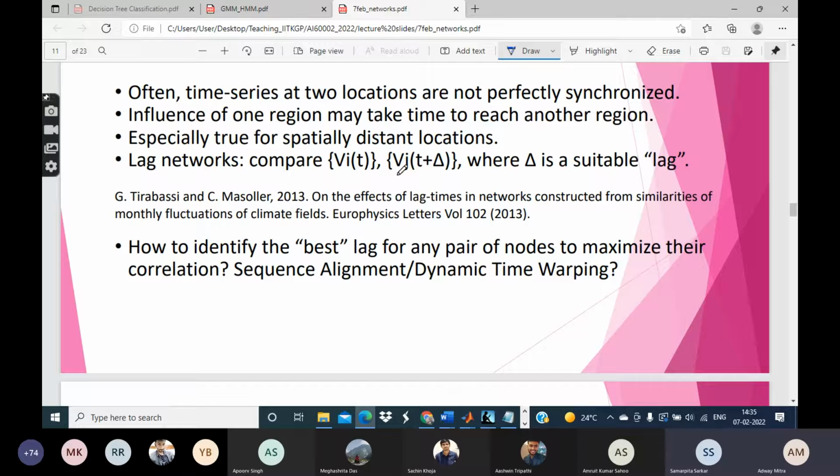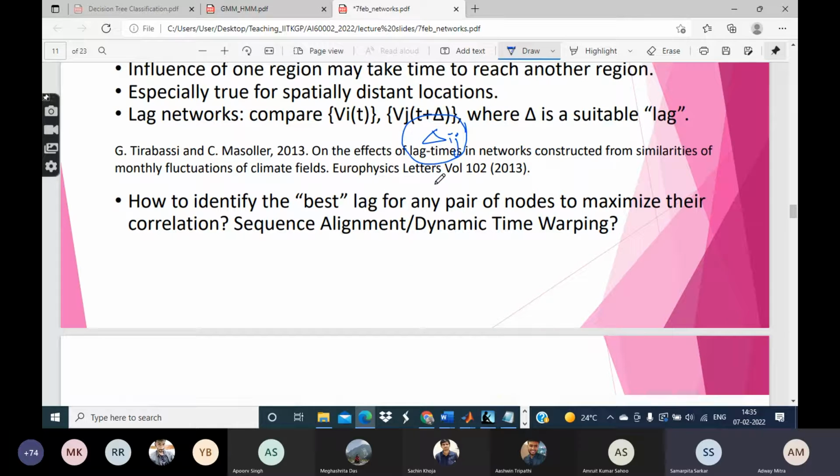And in fact, maximum in terms of absolute values. And also this delta may be delta ij, which means that we may also be considering different lags for different pairs of locations. That is also fine. Okay.